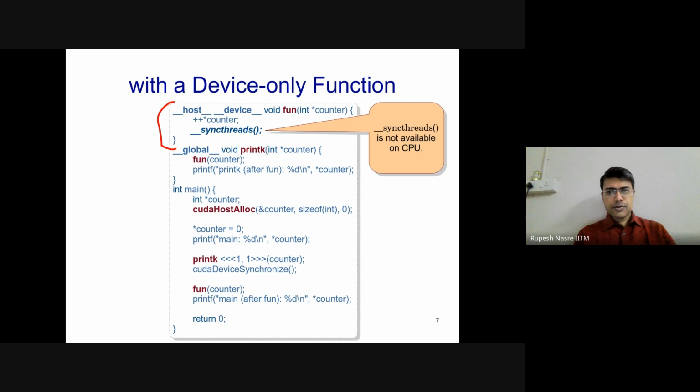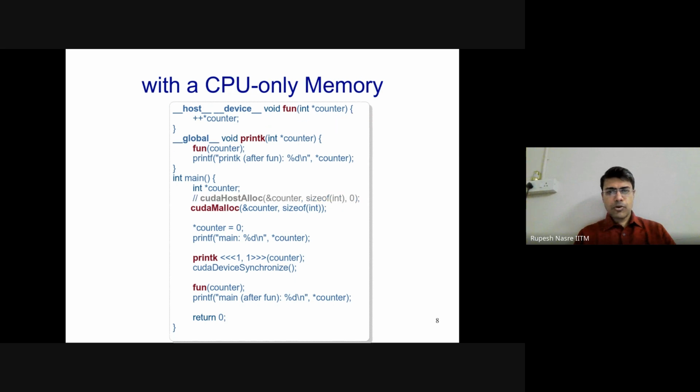Okay, how about this? Instead of doing host alloc, if I do a CUDA malloc, how does the code change? Any suggestions? How does the output change?